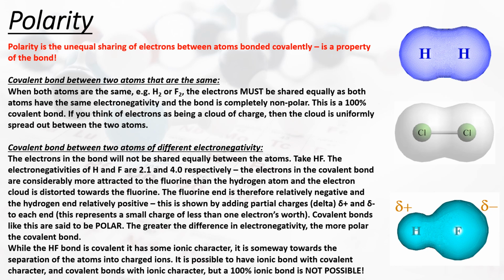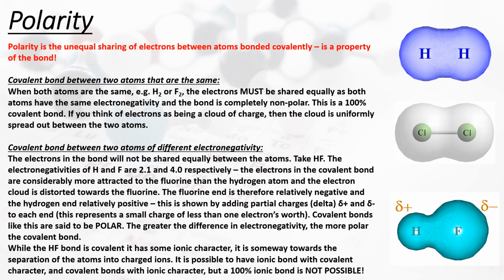Now, the electrons in the covalent bond are considerably more attracted to the fluorine than they are to the hydrogen atom. Think about electronegativity being that electron pulling power, how readily it can pull the electrons towards itself in a covalent bond. So because the fluorine is more electronegative, it pulls the electrons more towards itself. And so the electrons are now more attracted to the fluorine than the hydrogen atom.